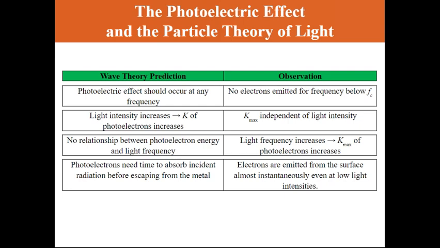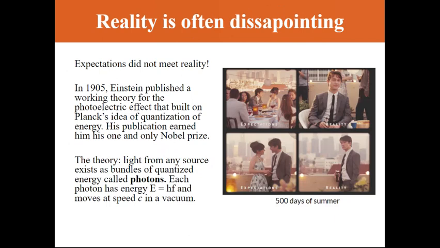That was not reality. As soon as you turn on the light, you saw a current right away. It seems like electron ejection was instantaneous, even at low intensities. So it seemed like frequency was a factor, intensity was not. Reality is often disappointing, or perhaps classical mechanics is often disappointing. Okay, so what was being observed did not meet the expectations.